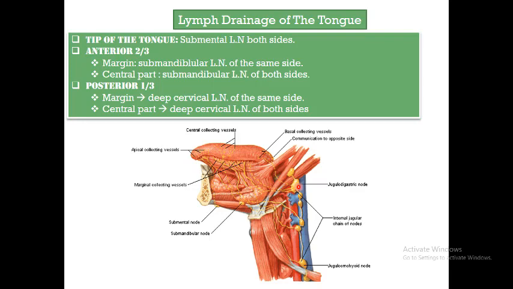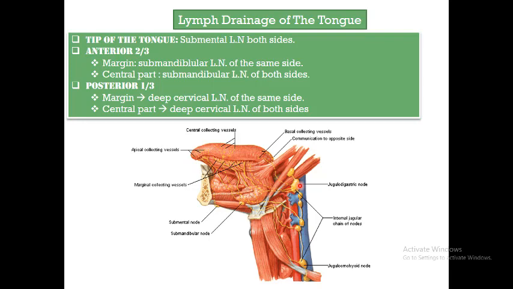About the lymph drainage of the tongue, the same three groups as we said with the mouth cavity: submental, submandibular, and deep cervical lymph nodes. But in which manner? The tip of the tongue, this is the tip of the tongue, will drain into the submental lymph nodes, while the anterior two-thirds of the tongue will drain into the submandibular lymph nodes, while the posterior third of the tongue will drain into the deep cervical lymph nodes. But we should note that the margin of the tongue will drain into the submandibular or deep cervical lymph nodes on the same side, while the central part of the tongue drains into the submandibular and deep cervical nodes on two sides.